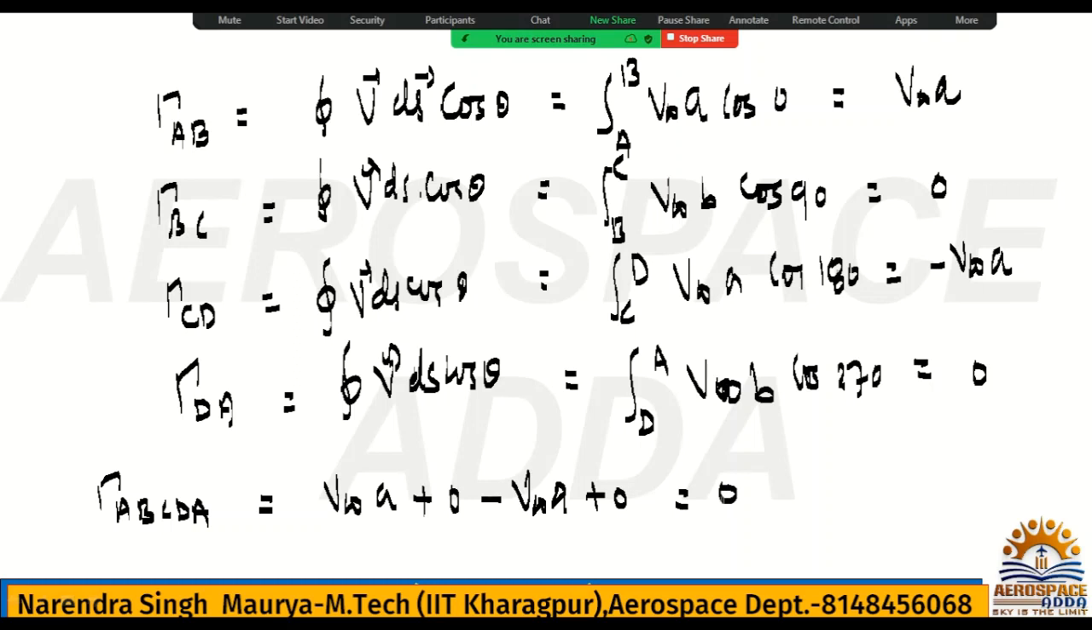Whole is what? 0. What is the mean? What is the conclusion of it? It's very important actually. So the conclusion is very clear. For the uniform flow, anywhere in the flow field, if you are going to calculate circulation, you may get 0. If circulation is 0 means what? Vorticity becomes 0, angular velocity becomes 0. That already I have explained to you.